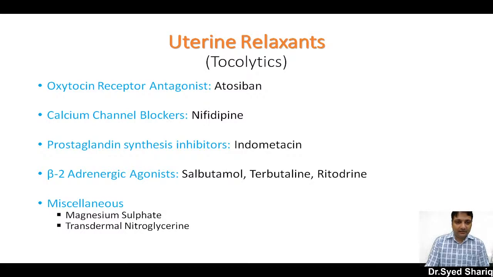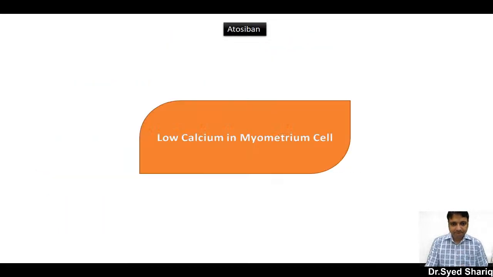So these are the drugs which can be given. Our basic aim in this is, as you can see, calcium causes myometrial contraction. Any contraction anywhere in the body, calcium causes that contraction. So if you want to decrease the contraction, then you want to decrease the calcium. And all our drugs are basically causing a decrease in the calcium concentration in the myometrial cell.